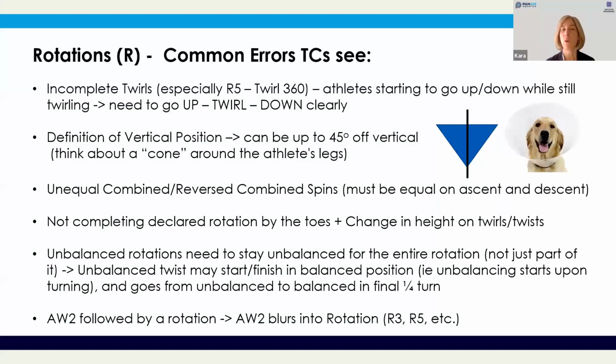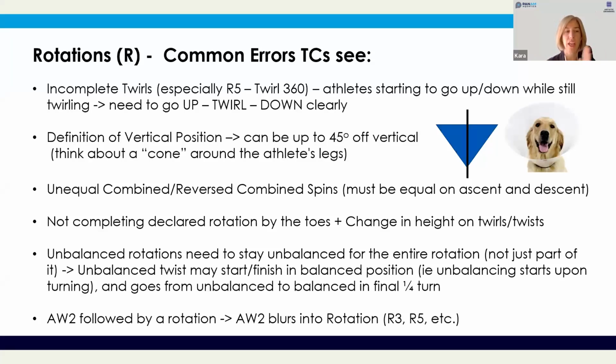We can see if a twirl is incomplete, if you're starting to go up as you're twirling and going down. So we're really looking for that wall to wall up, twirl, and then coming down clearly with it completed. We always have our eagle eyes on that cone and that 10 to 45 degrees. So as coaches, you're looking to keep your athletes in that safe zone.